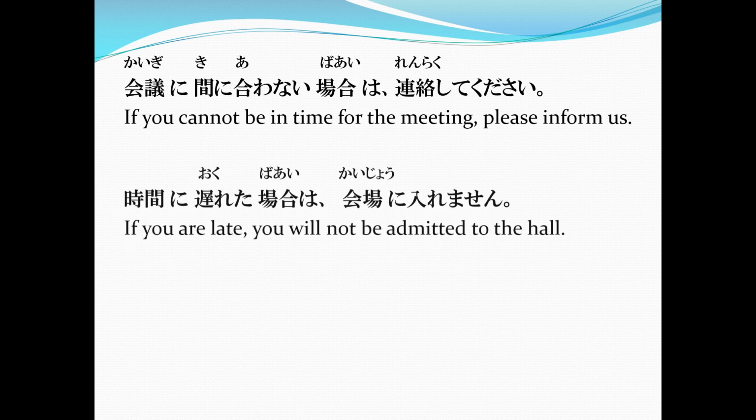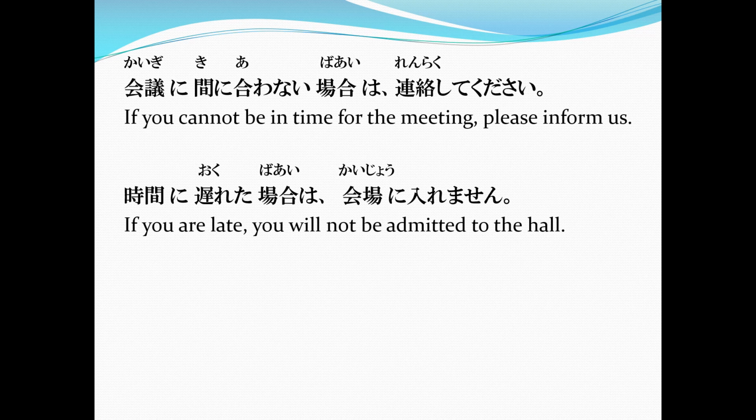Another example, jika ni okoreta baiwa, kaijo ni hairemasen. Again, jika ni okoreta baiwa, kaijo ni hairemasen. If you are late, you will not be admitted to the hall. In this example, we use the past tense, okoreta baiwa, if you are late. And then how are you going to cope with that, or the consequence, is that you will not be admitted to the hall.